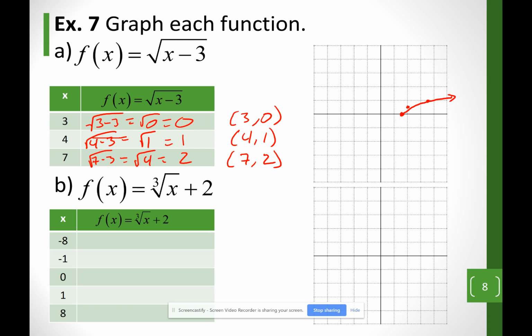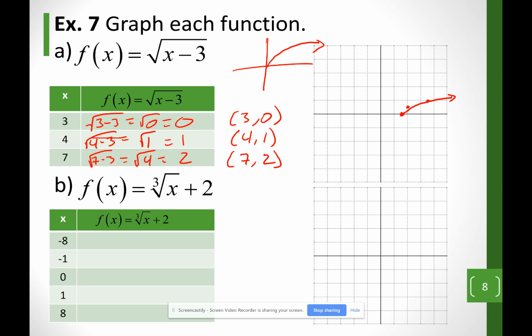Rough idea is when we're looking at the graph of a square root, my graph will look like that. It might be shifted to the side, it might be shifted up and down, but whenever we're dealing with square roots, it's going to look like that.